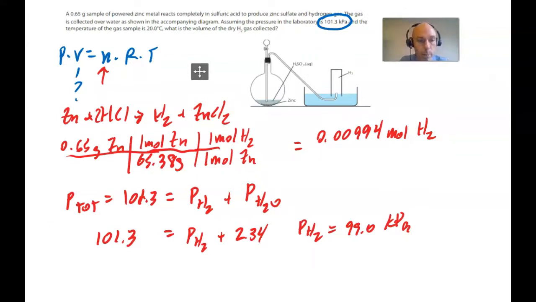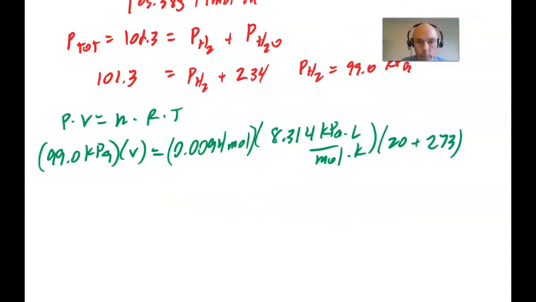So we now have our pressure, 99. We're going to find volume. We have our moles, 0.00994. R is R. And the temperature is 20 degrees Celsius, which, of course, we will convert to Kelvin before we plug it in. So let's do that.